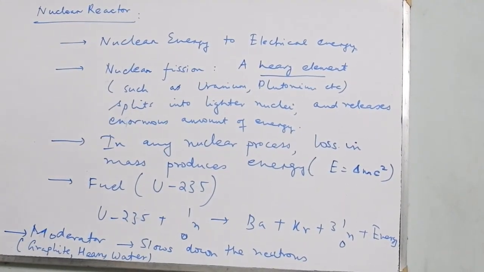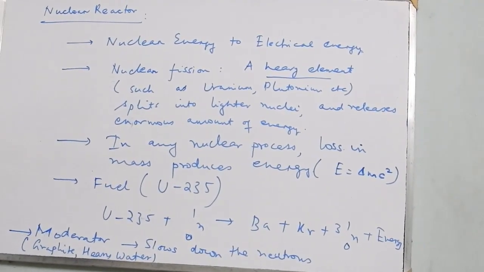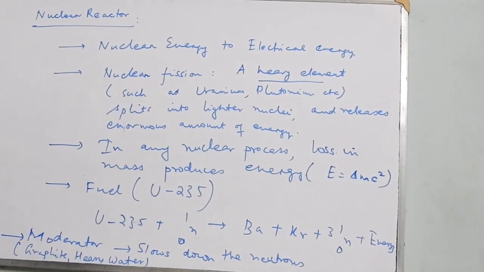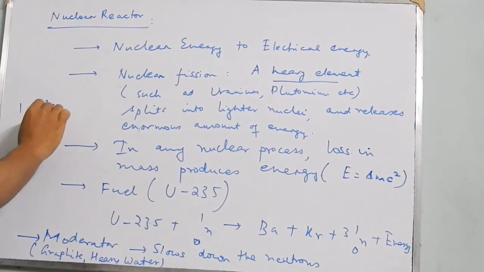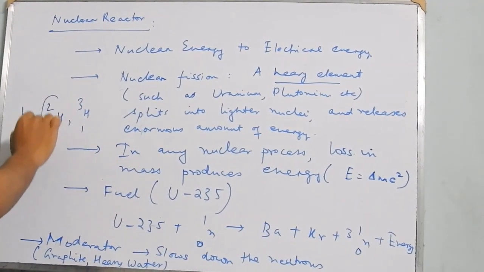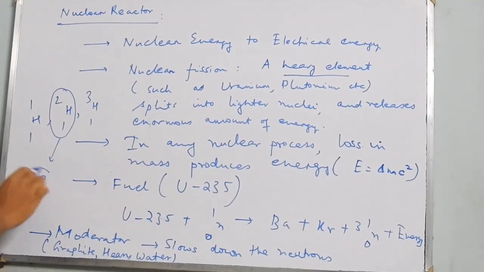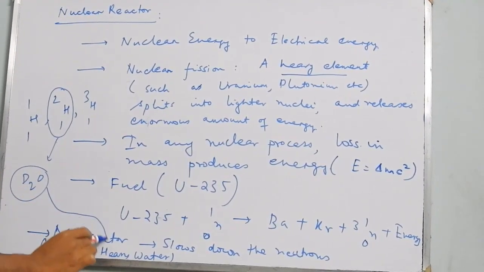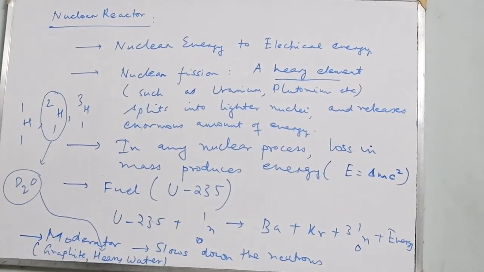Hydrogen has 3 isotopes, 1H1, 2H1 and 3H1. So heavy water is D2O. Hydrogen, I hope you know that it has 3 isotopes. Now this is deuterium, and from it we get D2O, which is heavy water. This is used to slow down the speed of the neutrons.